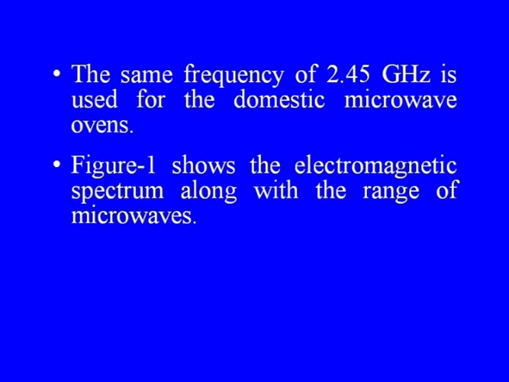0.122 meter or 12.2 centimeter, and this is used almost worldwide. We can say that except in North and South America and Great Britain, in all other parts this frequency is popularly used. The same frequency of 2.45 gigahertz is used for domestic microwave ovens also. Nowadays microwave ovens are no wonder for any domestic kitchen. So, it figures in almost all kitchens.